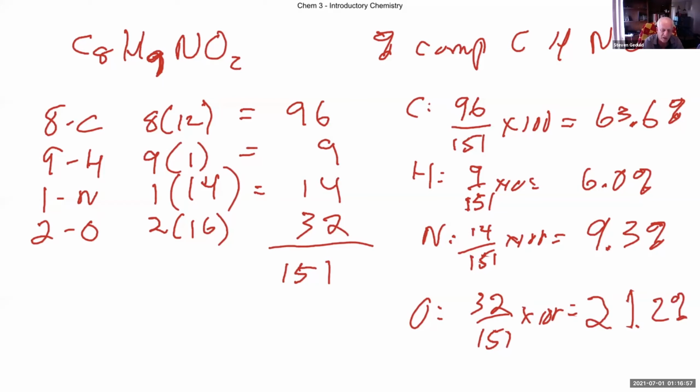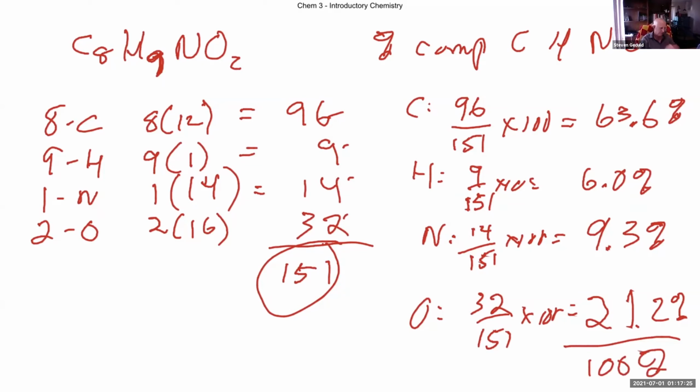And that's how you do percent composition of anything. You add up your total mass, and then you take the percentage of each part of it. And if you add those together, that should come out to about 100. So that should total 100%, or close to it since we rounded off. But that's how you do formula weight, and that's how you do percent composition.